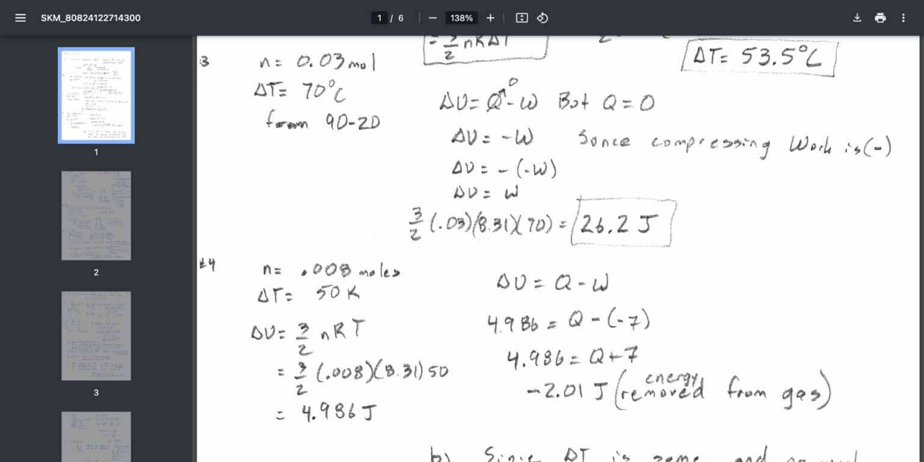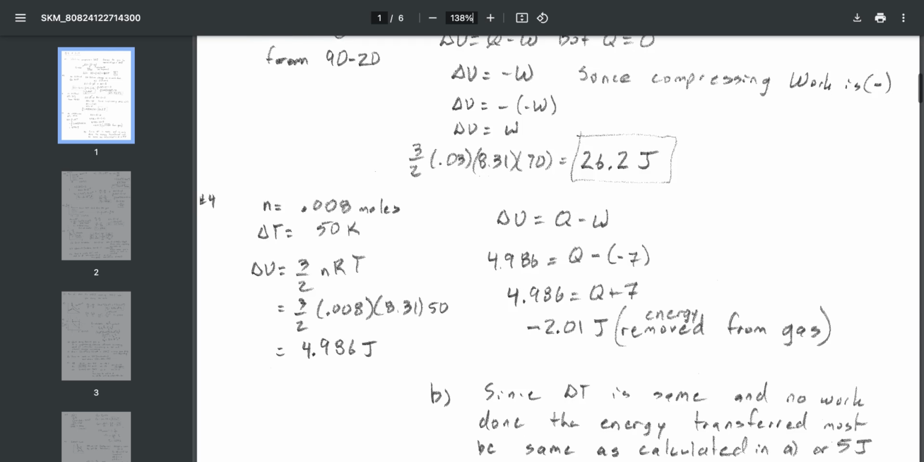Does that make sense? Monatomic ideal gas compressed by a piston, so it should heat up. Oh, I see. So that does make sense. So it is going to heat up, but it didn't heat up as much as it would have if we hadn't taken some energy out of the gas. And then for B, the gas remains compressed at a constant volume. Its temperature increases by another 50 K. State the energy transferred to the gas.